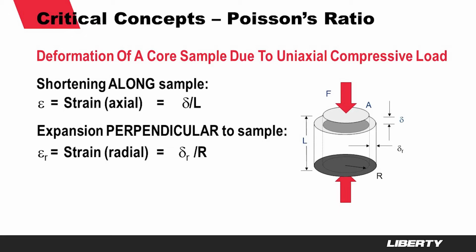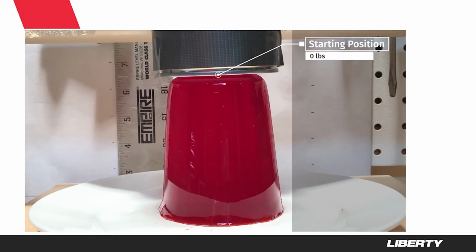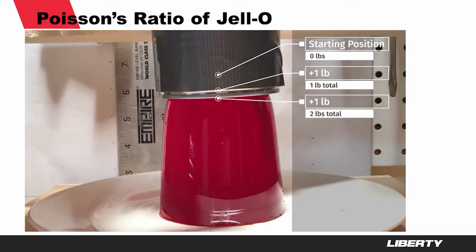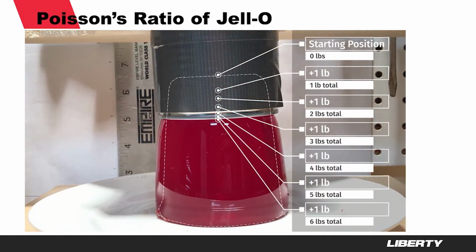The radial strain represents the relative increase in the radius of the sample. The Poisson's ratio simply represents the ratio of the relative radial expansion to the relative axial shortening. More generally, Poisson's ratio links deformation in one direction to deformation in another direction. When we measured the Young's modulus of jello and a generic gelatin, an additional observation was that the samples were bulging.